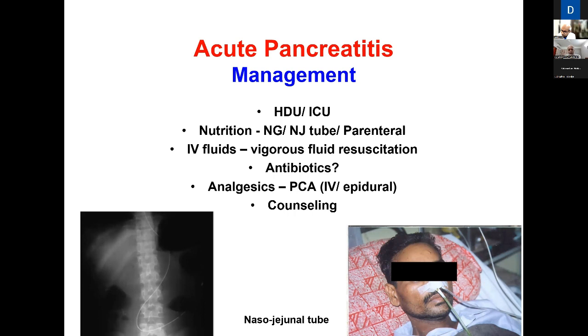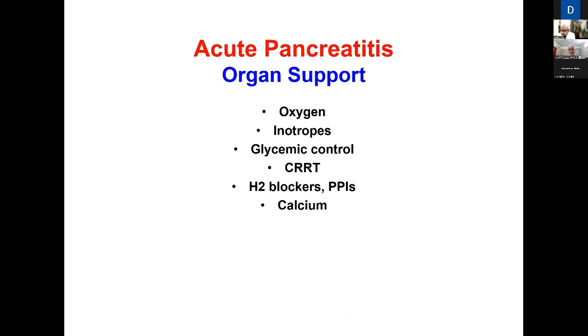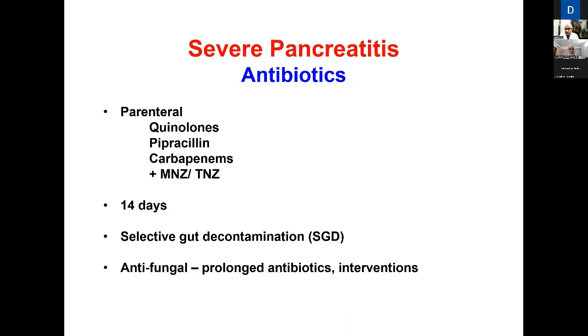These patients have pain which needs to be looked after, and counseling of the patient and relatives regarding hospital stay, cost, and outcome, which is unpredictable, is very, very important. Organ support is mainly respiratory, inotropes, good glycemic control, renal support, acid suppression, and these patients may have hypocalcemia, which needs to be looked into.